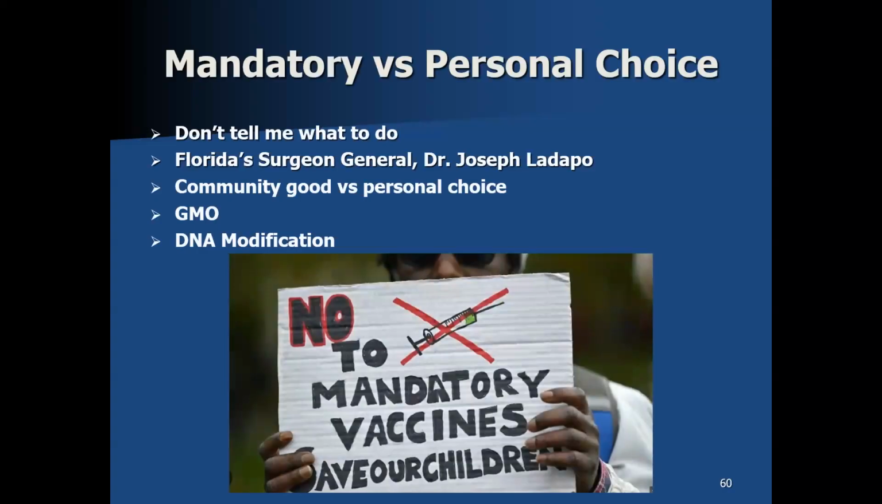Mandatory versus personal choice. The government shouldn't tell me what to do with my body. Courts have held that the greater good outweighs individual rights. Courts have also upheld employer rights to require vaccines, such as annual flu shots. However, times are changing. The fights over the COVID vaccines really pushed the individual choice argument to a tipping point.